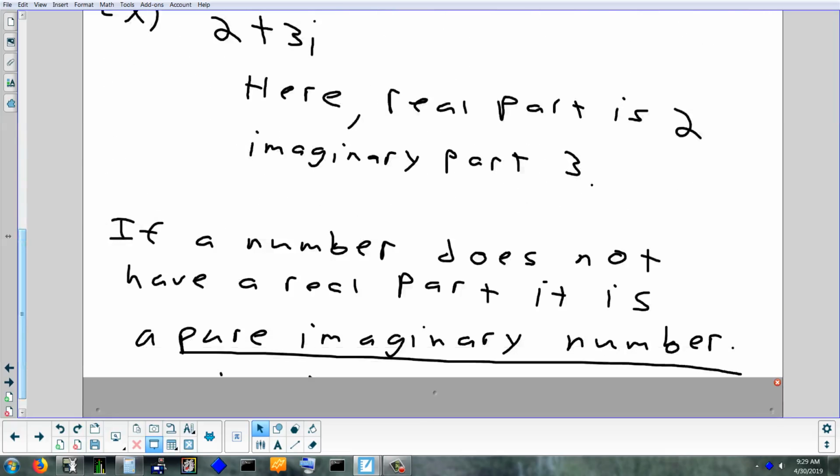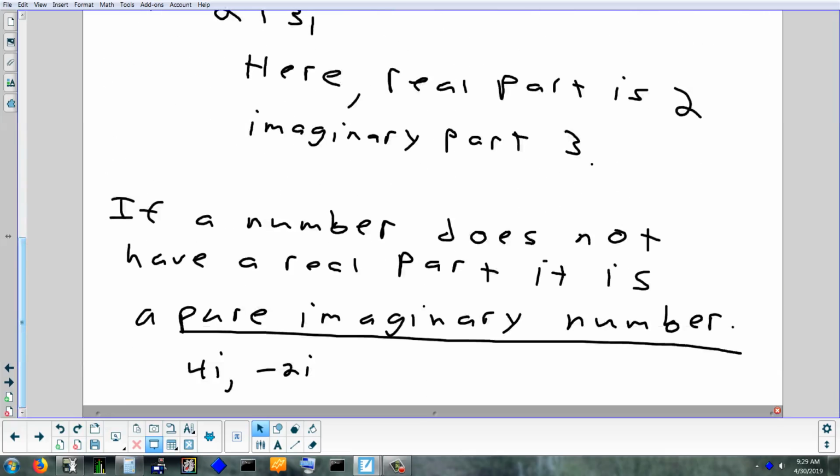So if a number doesn't have a real part, say the real part is 0, that's called a pure imaginary number. Those are examples of pure imaginary numbers. 4i. Technically, you could think of it like this: 0 plus 4i. There is no real part. When there isn't a real part, we usually just leave it off. We don't write it. We just put 4i.